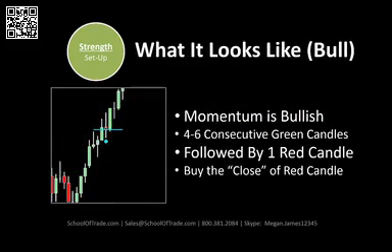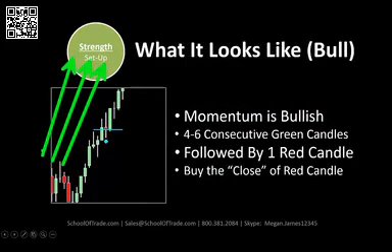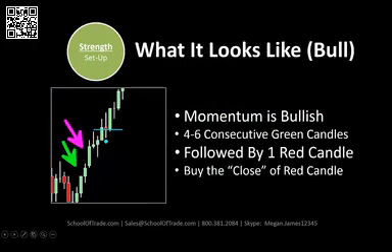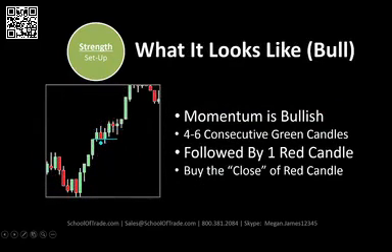Here's what it looks like on a real chart. First of all, we know momentum has to be bullish. I want to be going with the short-term momentum. Then I'm looking for a series, again, ideally 4 to 6 consecutive green candles. Then, as soon as I see that red candle, I'm simply buying the close of that red candle. Strong bullish momentum, 4 to 6 consecutive green candles, followed by that red candle, and again, we're buying the close of that red candle.